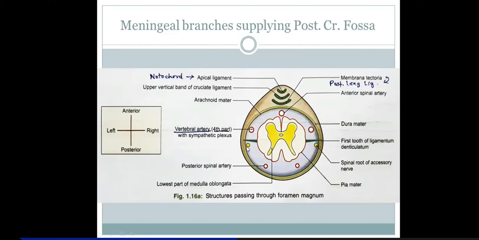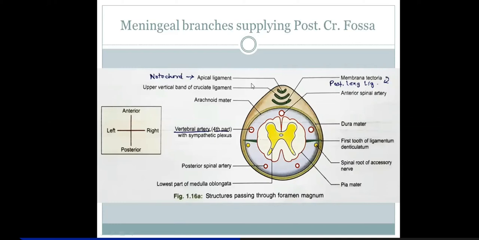And what lies behind the ligamentum denticulatum, remember, is the spinal root of the accessory nerve, the 11th cranial nerve, which has two roots. I'll be teaching you the 11th cranial nerve. The spinal root enters, the two roots join and then emerge out. So this spinal root of the accessory nerve leaves the cranium posterior to the ligamentum denticulatum.